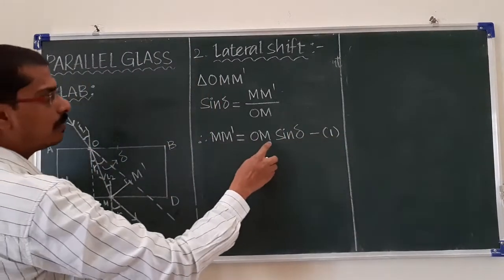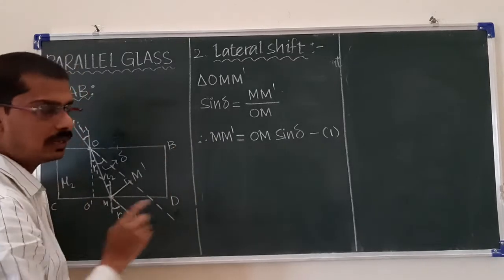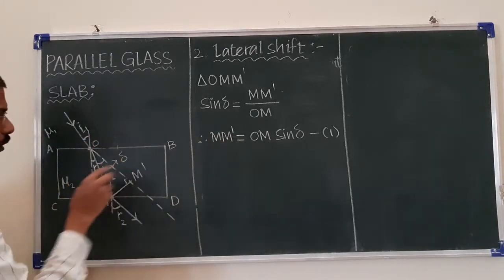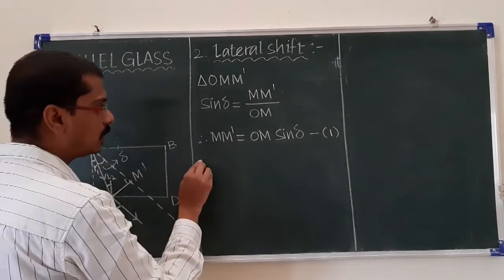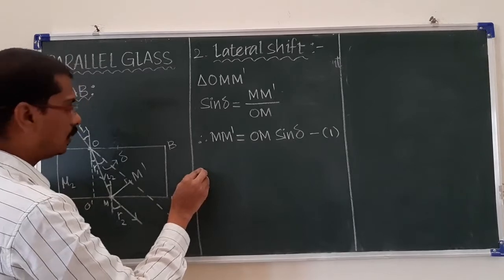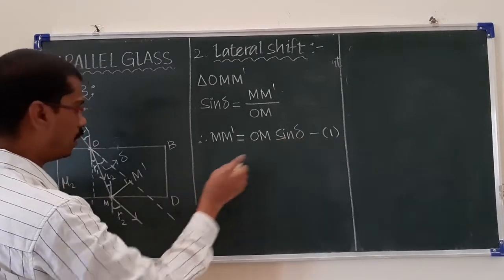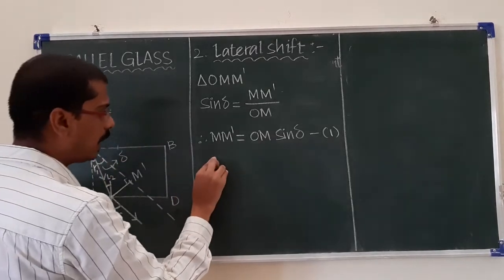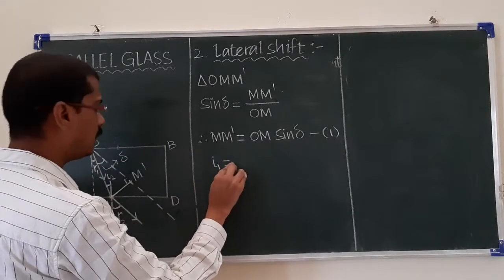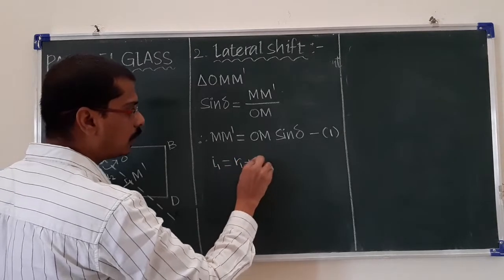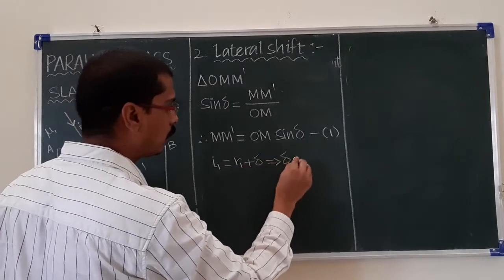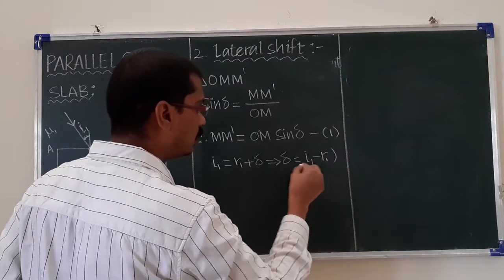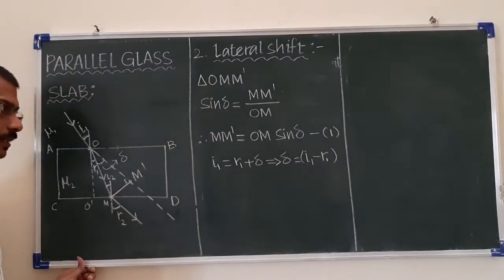But here OM we don't know, and rho also we don't know. To find the OM, and to find the rho also, how can we take the alternate angles? According to alternate angles, I1 is equal to R1 plus rho. Similarly, rho is equal to I1 minus R1. This is the rho value, we got it.